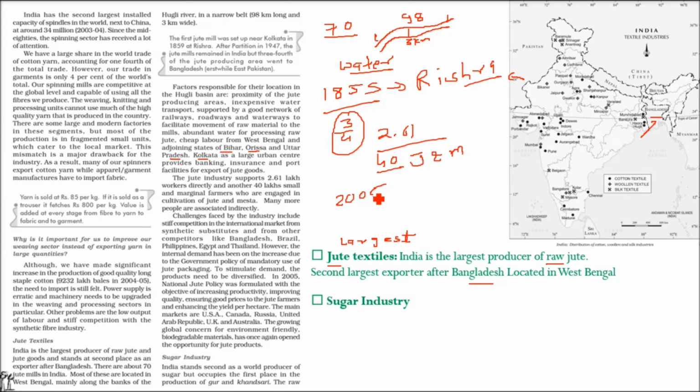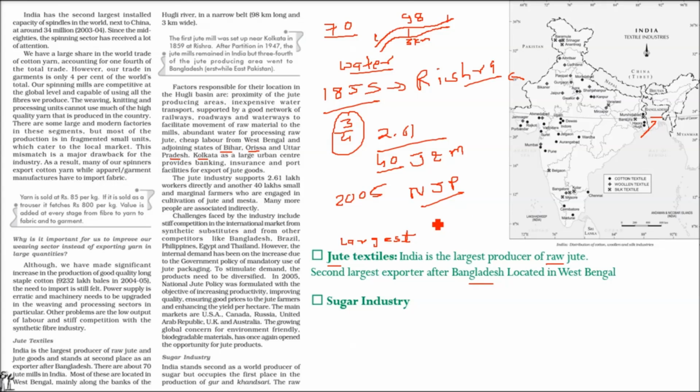Then we had a policy in 2005. The government made a policy called the National Jute Policy, and the main objective was to increase the production of jute, improve the quality, make sure the farmers get good prices, and enhance the production per hectare.